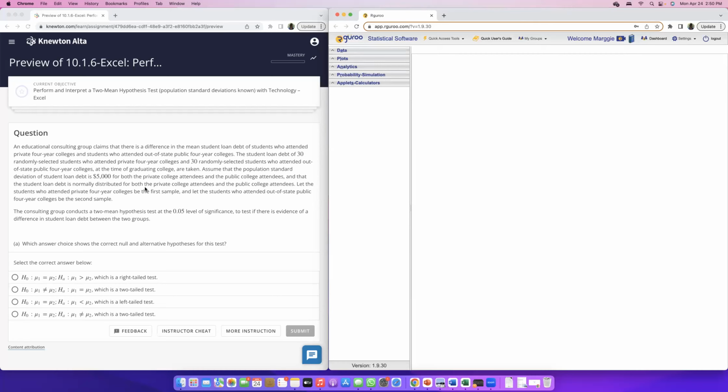So the first problem says an educational consulting group claims that there is a difference in the mean student loan debt of students who attended private four-year colleges and students who have attended out-of-state public four-year colleges. The student loan debt of 30 students from each type of college at the time of graduating is taken.